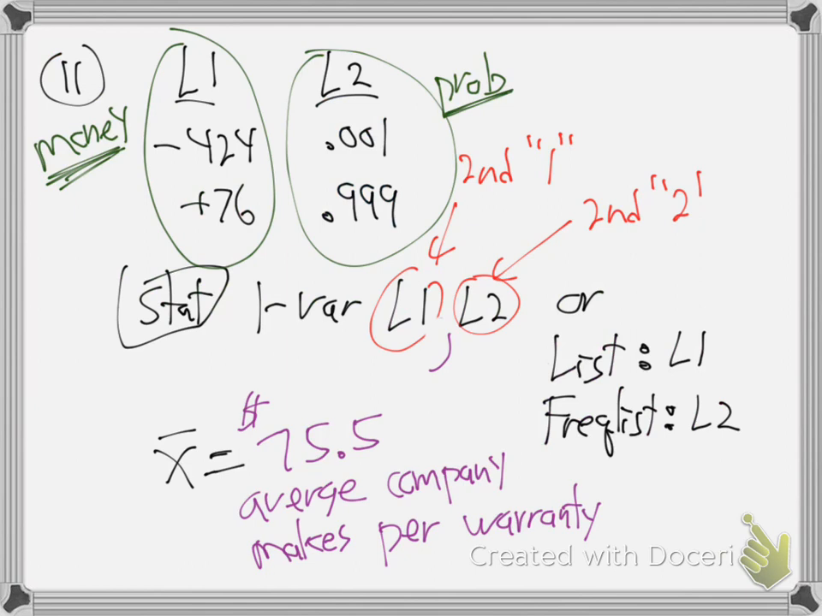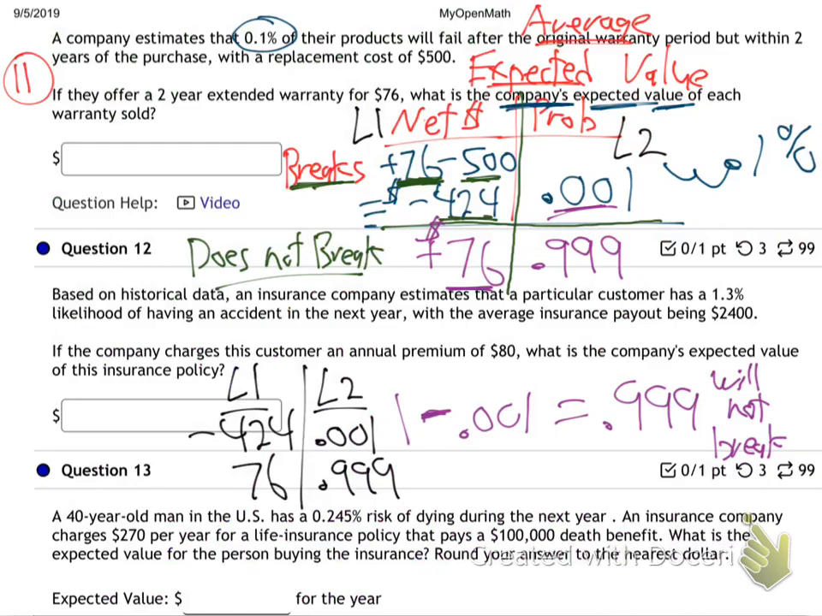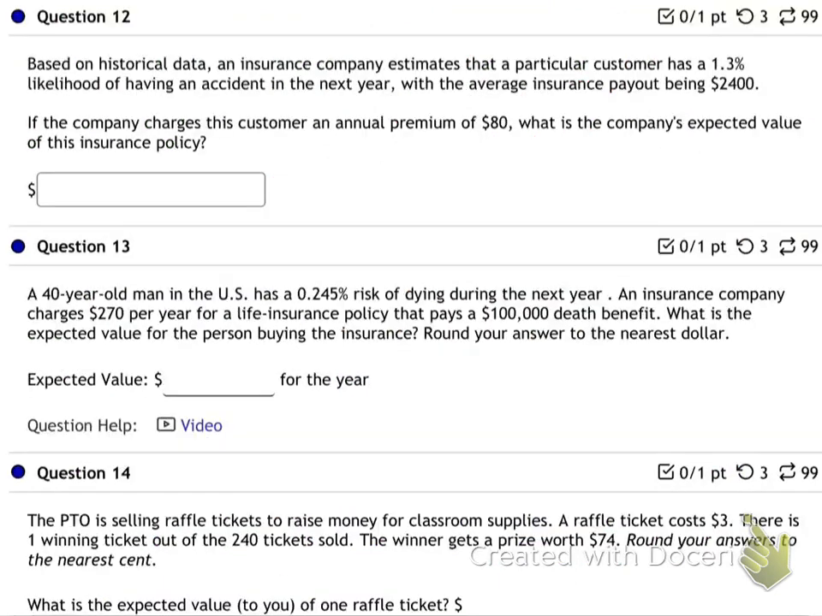All right, let's try another one. Let's try number 12 here. Okay, so how about number 12? Based on historical data, an insurance company estimates that a particular customer has a 1.3% likelihood of having an accident in the next year, with the average insurance payout being $2,400.